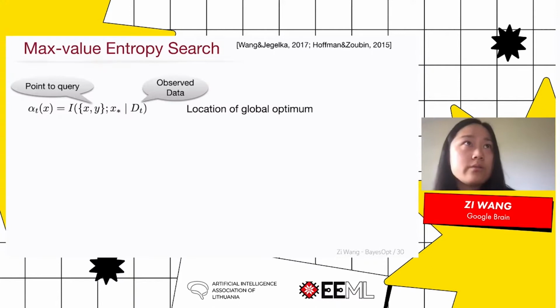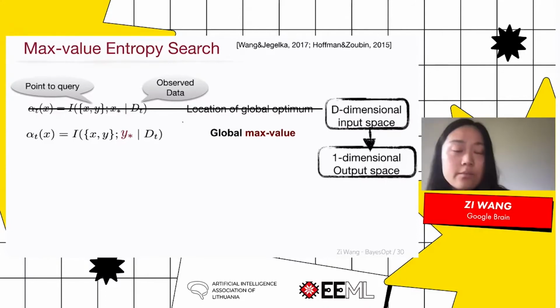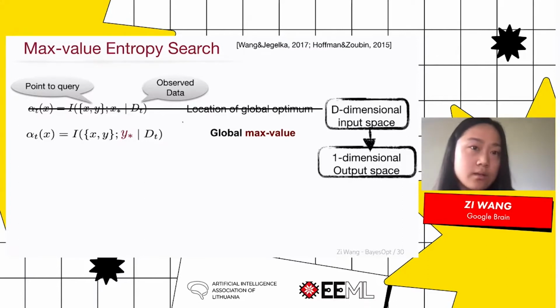Another method that I would also like to talk about, which is also an extension of these ideas, is to, instead of looking at the location of the optimal, look at the global max value of this entire function. So here, we are moving from the d-dimensional input space, which gives us quite a lot of trouble to approximate what this information gain is, to the one-dimensional output space. In this case, both values, y and y star, are one-dimensional, and it makes it a lot easier to compute what the information gain is.